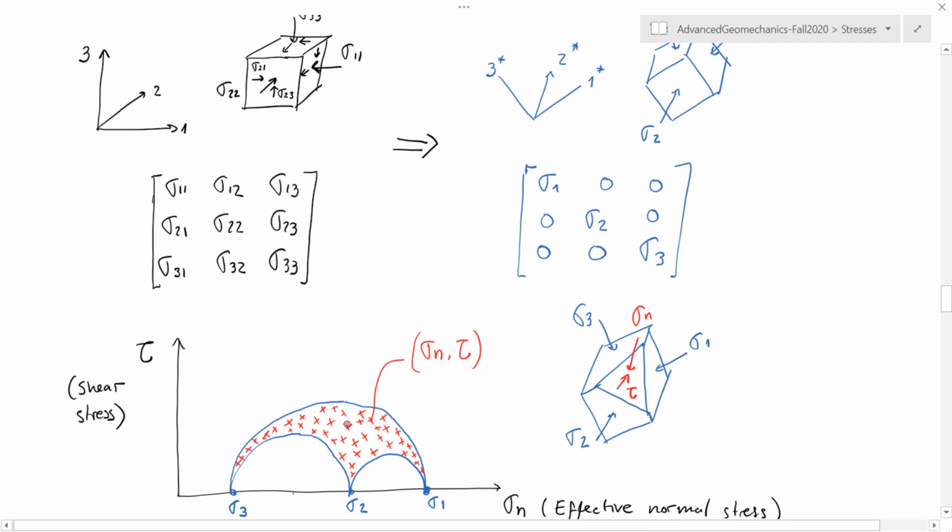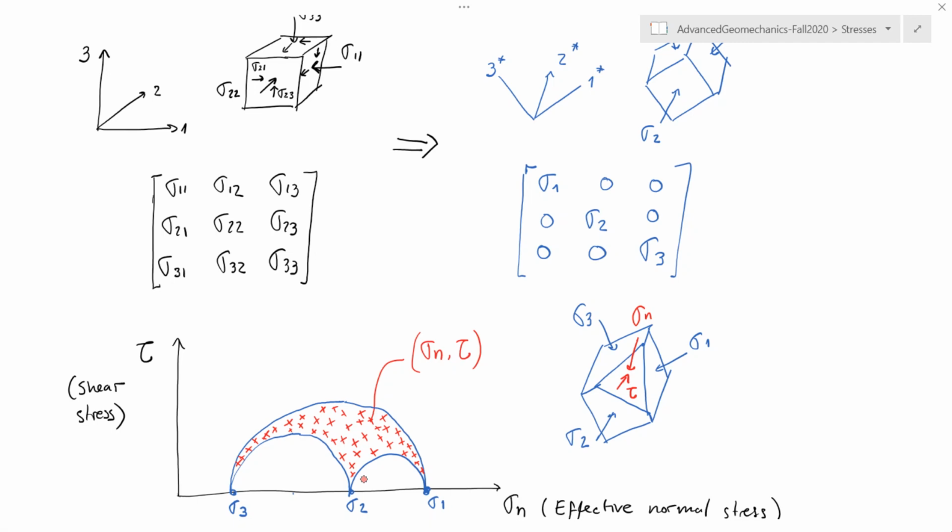You could also look at the diameter of the circle just by looking at the difference between the principal stresses. And the larger the difference between the maximum principal stress and the minimum principal stress, the more shear you're going to have in such a solid. There could also be shear with the other principal stress, and that's going to be characterized by the intermediate principal stress.